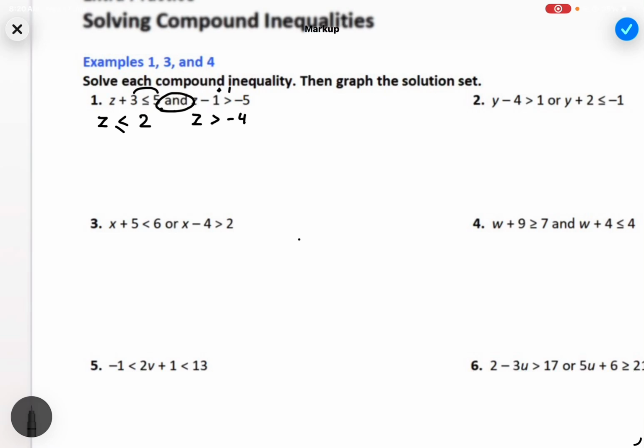Negative 4 is less than z, which is less than or equal to 2. This means z is between negative 4 and 2. On the number line, negative 4 is an empty hole, 2 is a filled hole, and the answer is like this. I think. Let me check.